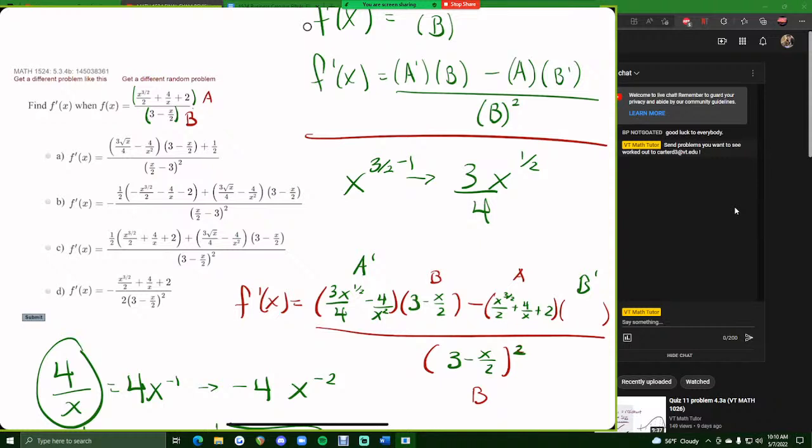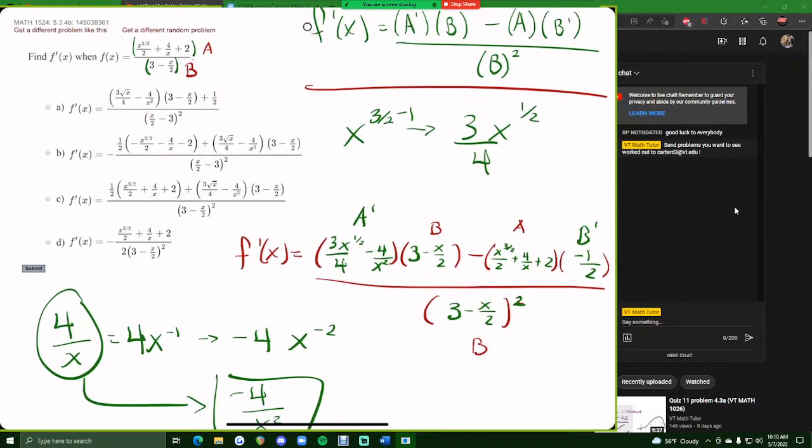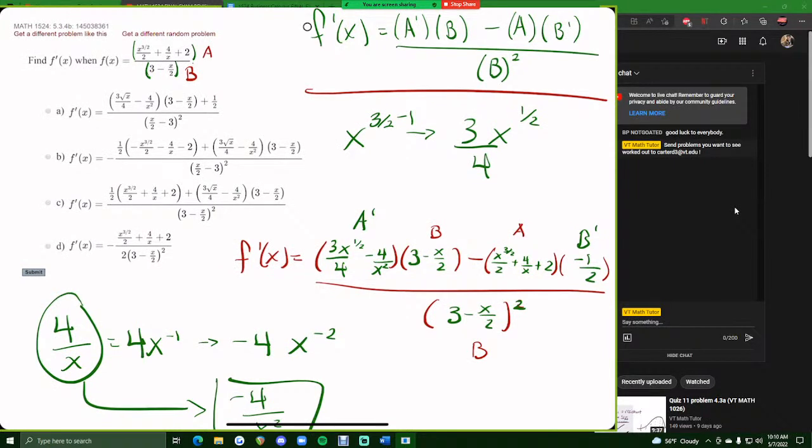Now b prime is the derivative of 3 minus x over 2. So that is 3 goes to 0, and then minus x over 2. Minus x goes to minus 1, and we can just leave it over 2. All right. Crazy, crazy derivative here. Let's see if we can identify the answer. Something beautiful about this one. Look at the denominator. We have 3 minus x over 2 squared. A does not have that. B does not have that. Just like that, we can eliminate A and B.